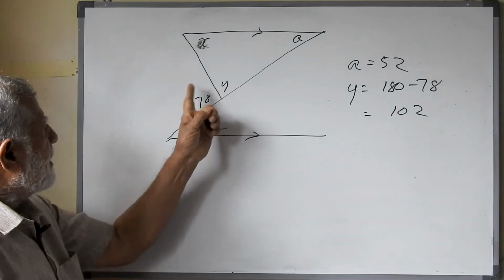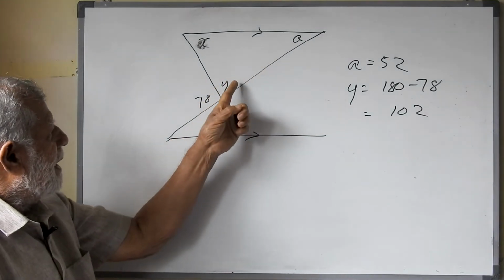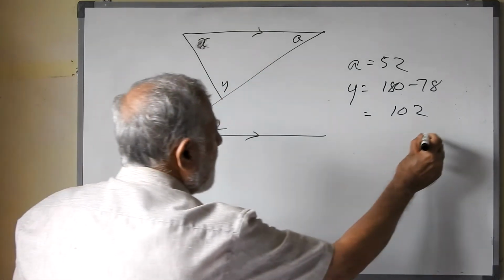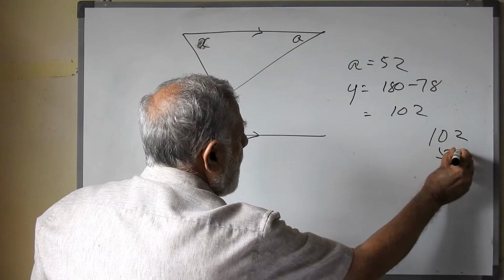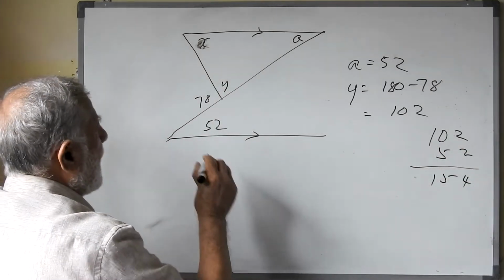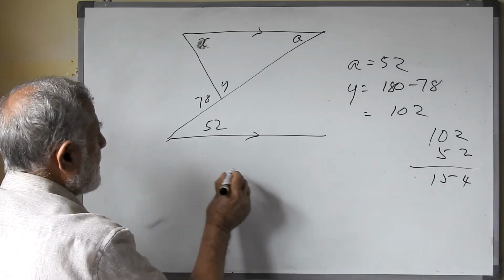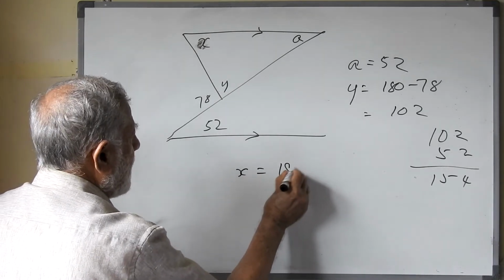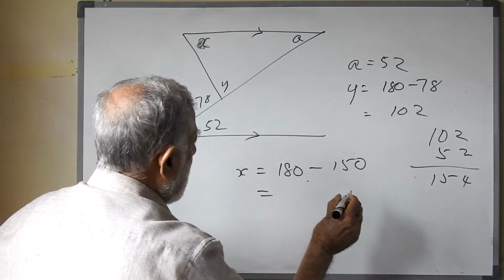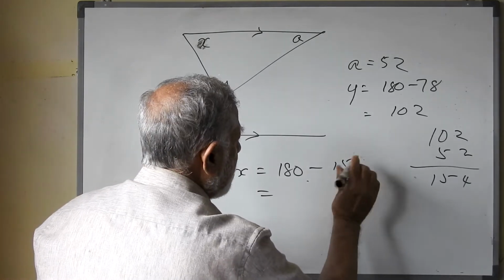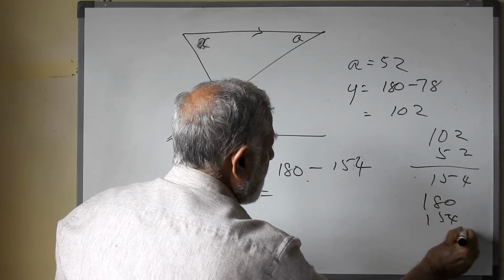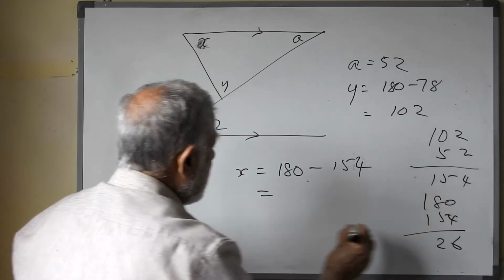So in this triangle, we have found two angles, 102 degrees and 52 degrees. So 102 plus 52 will be equal to 154. Therefore, x is equal to 180 minus 154, that is 26 degrees. You can always write the 180, then you won't make a mistake.